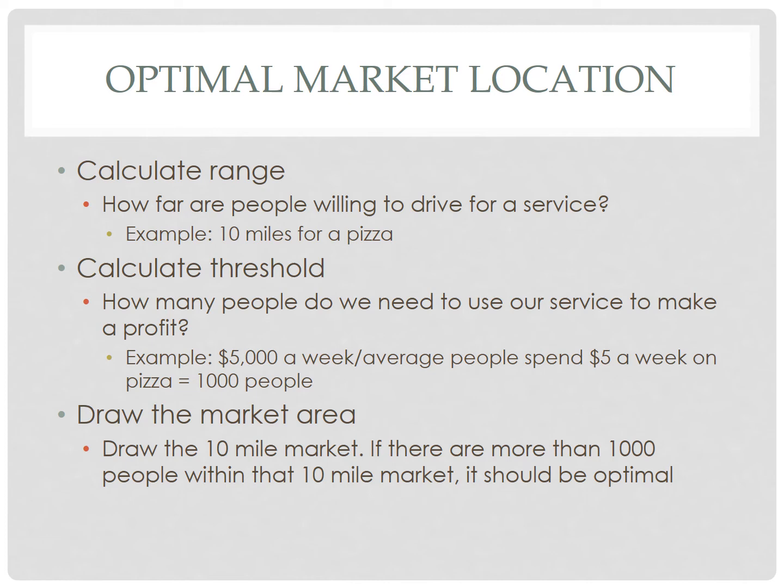Using the example that we've got here, people are willing to travel 10 miles for a pizza. We need $5,000 a week in order to be profitable. People are going to spend about $5 a week on pizza, so we need 1,000 people. So we draw our 10-mile radius around our central point, around our pizza shop. And if there's more than 1,000 people within that market area, we should be fine. We should be able to turn the profit that we need.